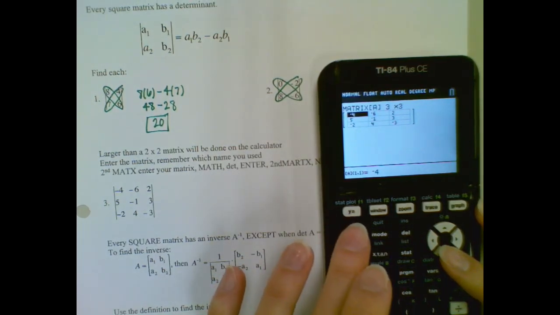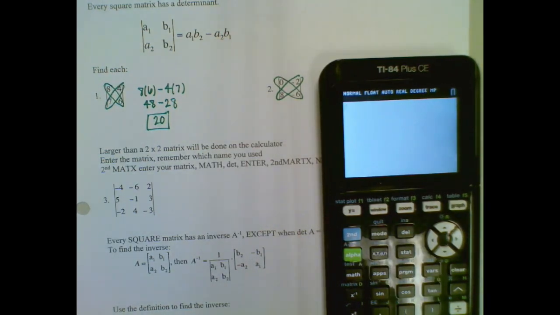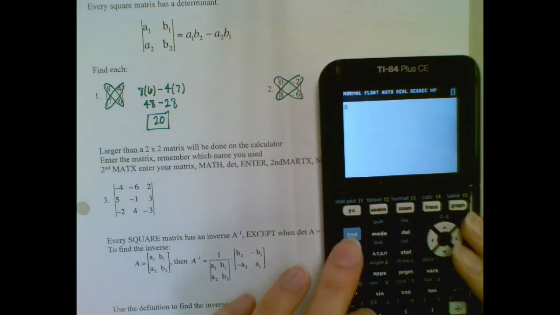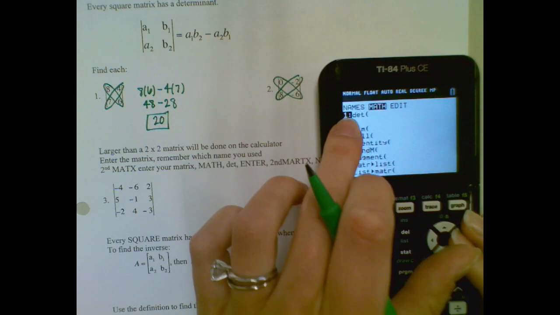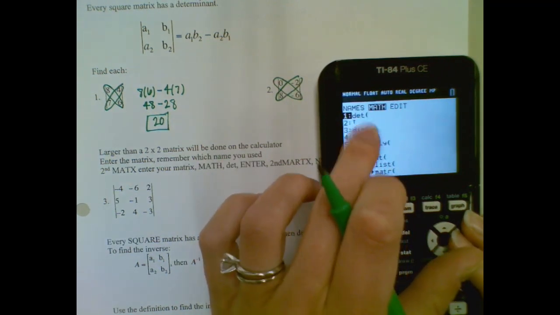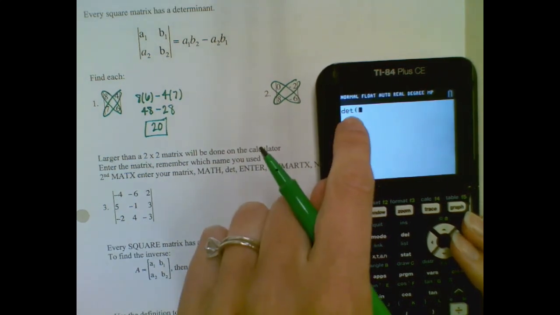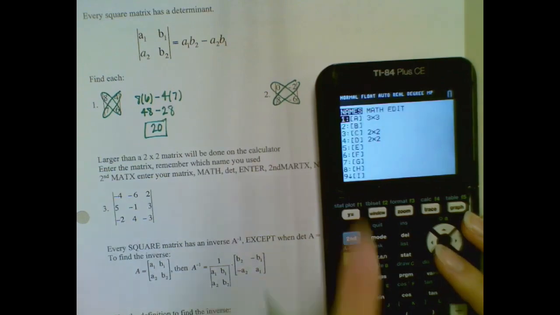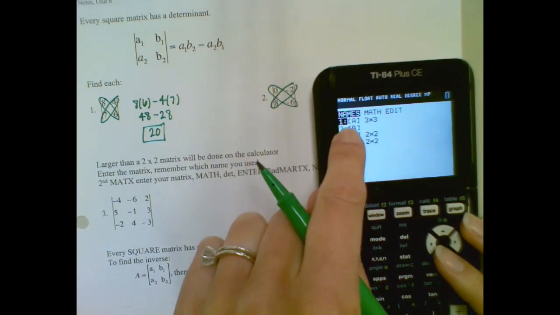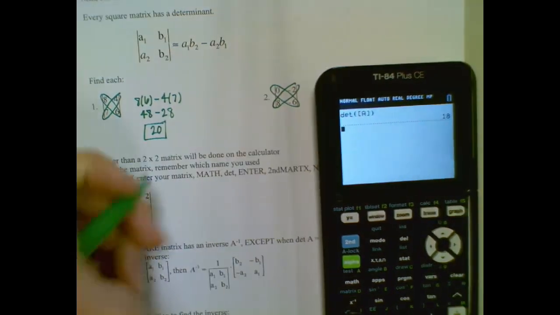So now I'm going to go back to my main screen, so second mode, or second quit. And to find the determinant of this 3 by 3 matrix, I'm going to hit second matrix, go over to math, and 1 determinant, DET, will give you the determinant of the matrix. So now I have to type in the name of my matrix, so second matrix, and I'm going to use this name column, and I want A because that's the one I typed it into. And it gives me 18. Perfect.